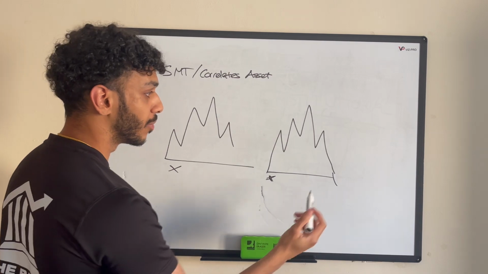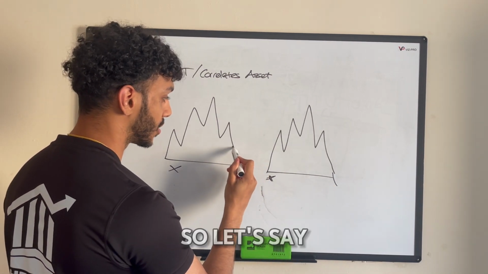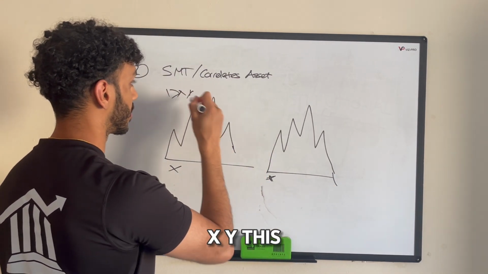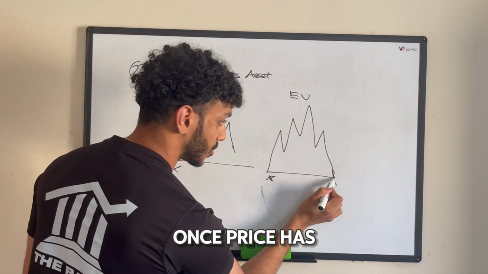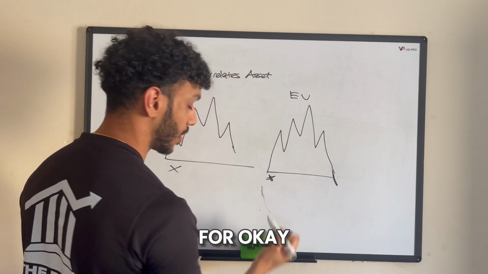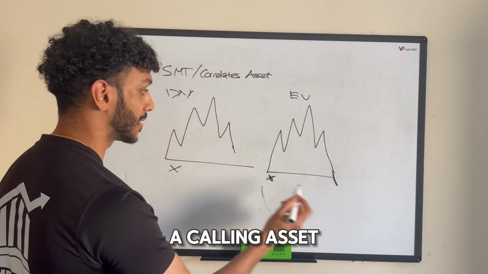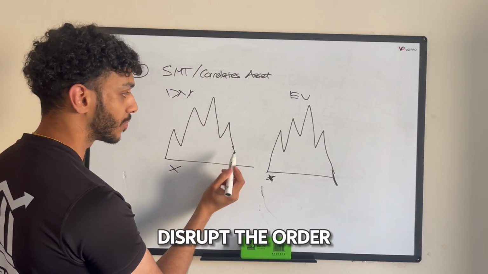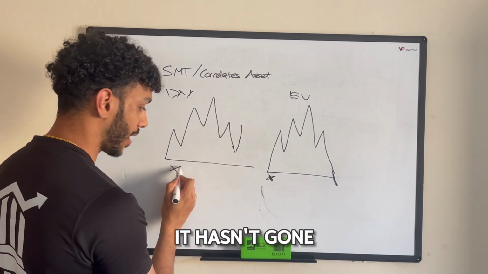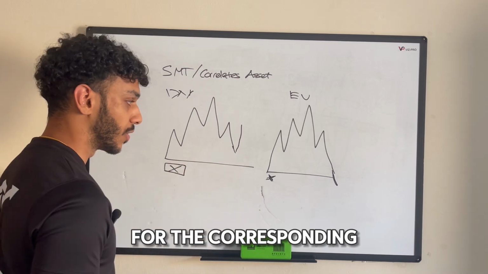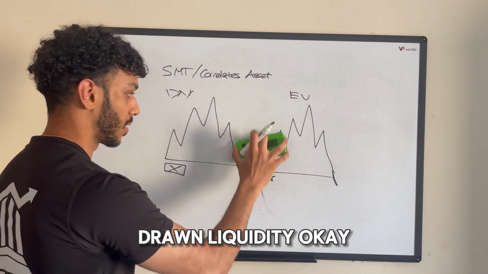But one key thing that people mainly miss out on is that once the liquidity has been met on a correlating asset, price can actually go ahead. So let's say this is DXY, and this is EU. Once price has reached the liquidity on a correlating asset, this can actually disrupt the order flow of the correlating asset, even though it hasn't reached the corresponding draw on liquidity. I'll say it again.